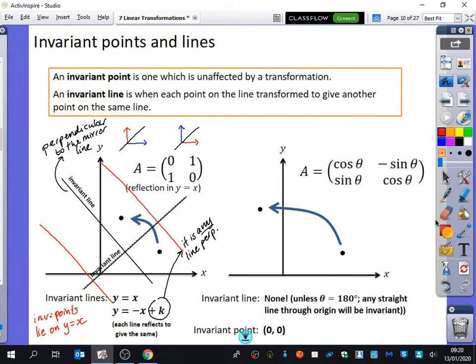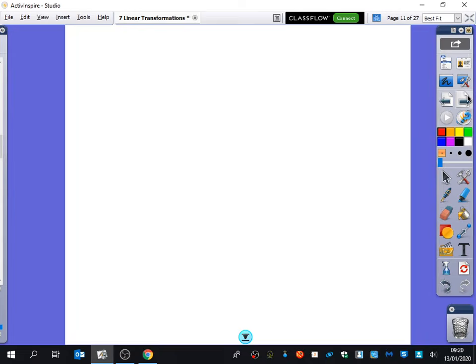So I'm going to just quickly come back to this other page here, and we're going to look at that reflection matrix again and just see if we can confirm some of those ideas. So the reflection matrix that we had, sorry, I didn't give you enough space to do this, but it was 0, 1, 1, 0, yeah? Now, if I wanted to find an invariant point, if I applied this transformation to a coordinate, x, y, what do you think the result would be if I want to find out a point where it doesn't change at all? It's just going to be xy.